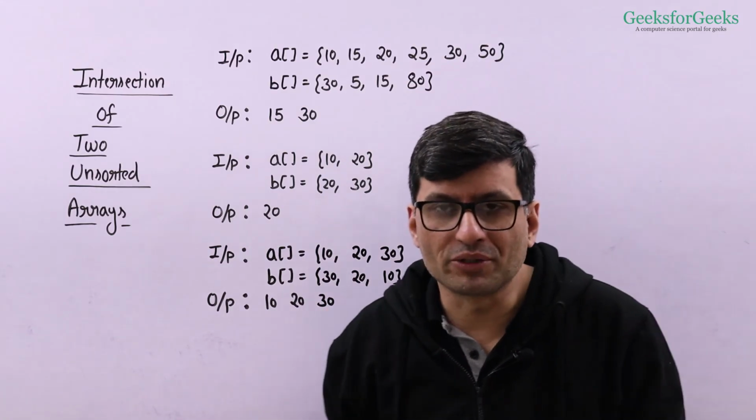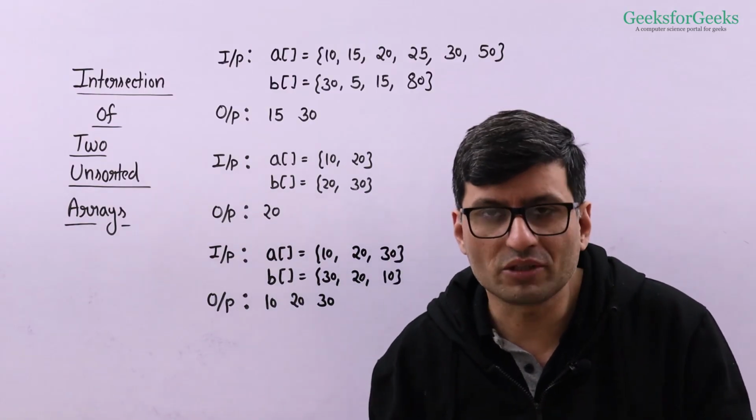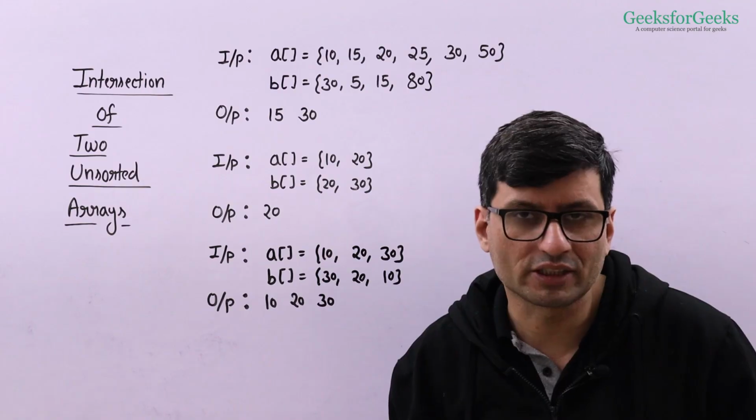Now please pause this video and try to write down a function that takes two arrays as input and prints the common elements in the same order as they appear in the first array.